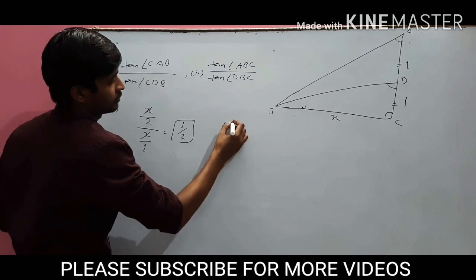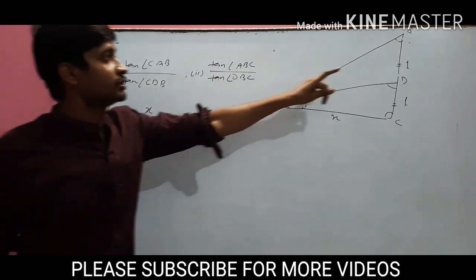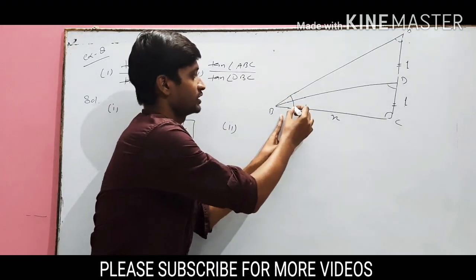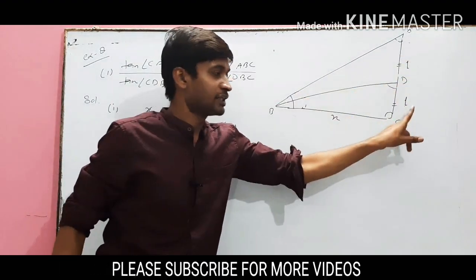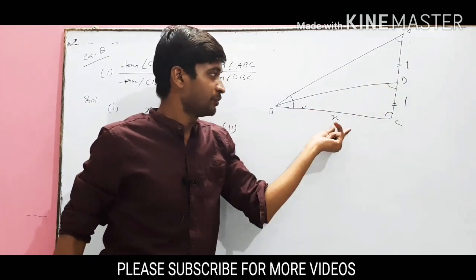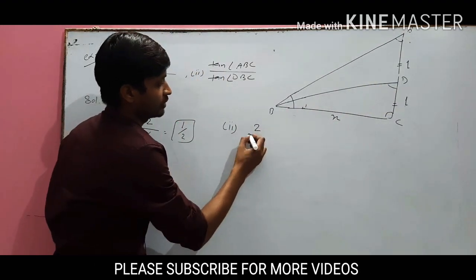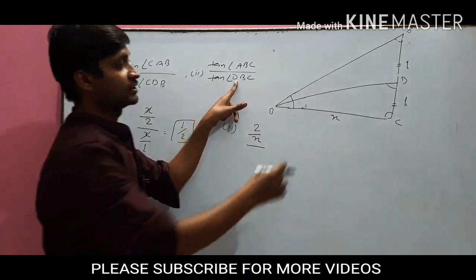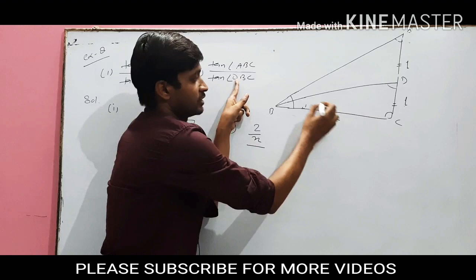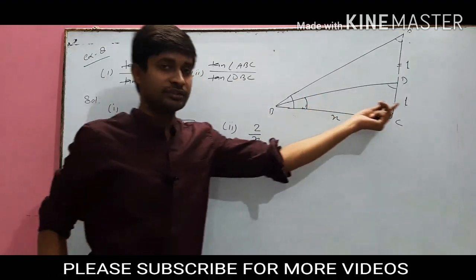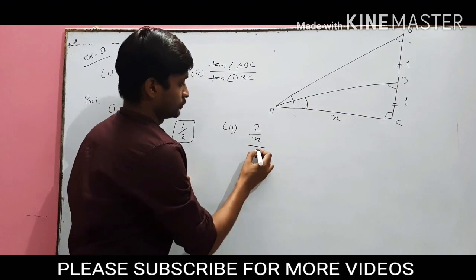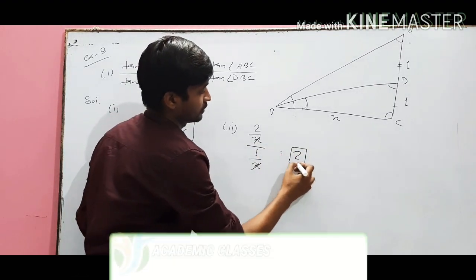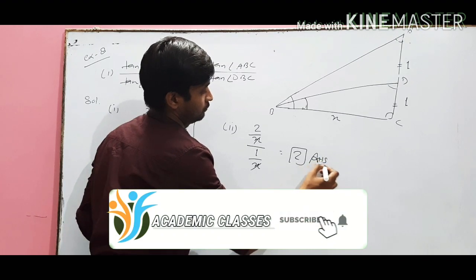Second part, tan ABC. Tan ABC means now this angle. For this angle, this entire is perpendicular. That means 1 plus 1, 2, and base is x. So 2 by x, because tan is P upon B, upon tan DBC. Tan DBC means this angle. For this angle, this is perpendicular. This one is base. 1 upon x. Now x cancels out. 2 is the answer. That's it.